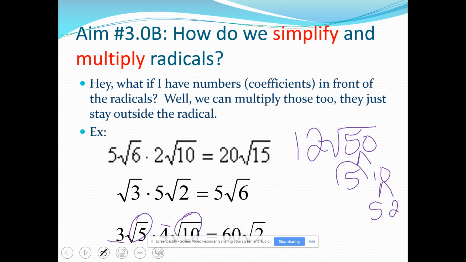This is a second root, so I need 2 to be able to pull them out. So we're pulling the 5 out. The 2 gets stuck underneath. 5 times 12 is 60 with the 2 underneath the radical.